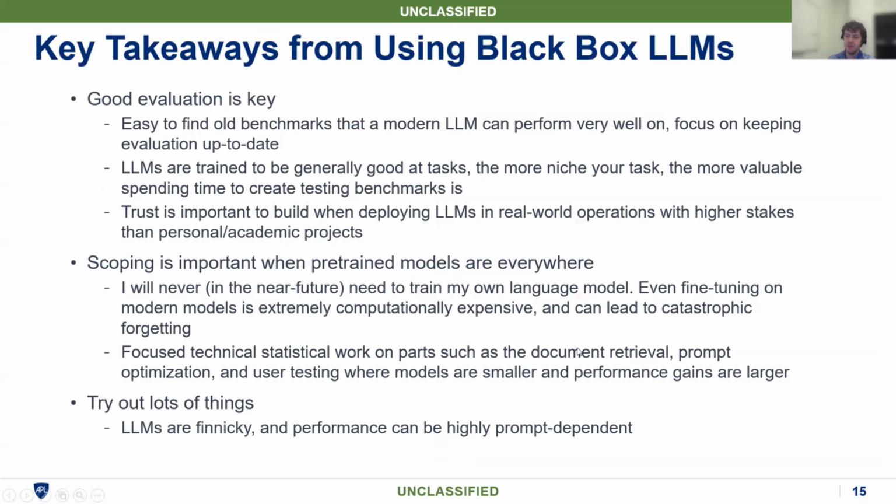Sort of to move into conclusions, my key takeaways from using black box LLMs: good evaluation is key. It's really easy to find old benchmarks that a modern LLM could perform very well on, especially in information retrieval, because they've been trained on the whole internet. So it's really good to try and find an up-to-date, hard benchmark, because even though you can get very good numbers on benchmarks, they don't mean much if you're looking at an old one because the LLM has probably already been trained to be good at that benchmark.